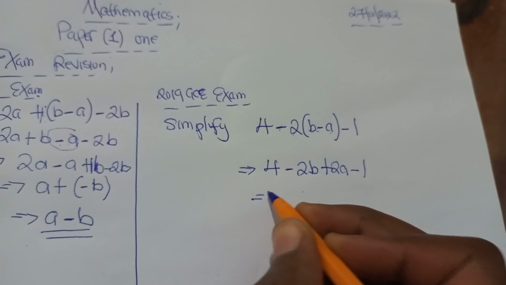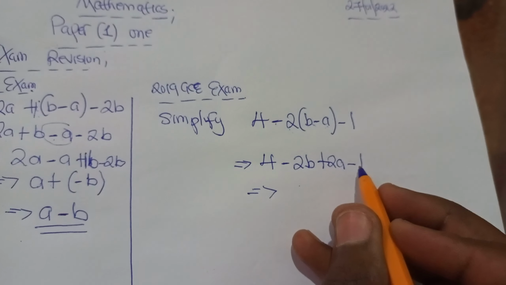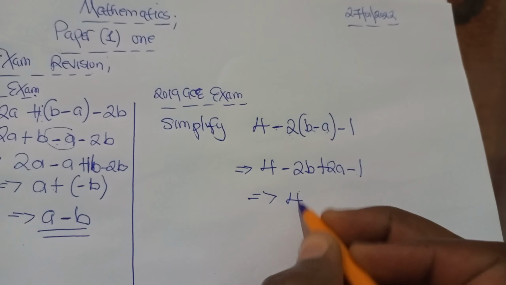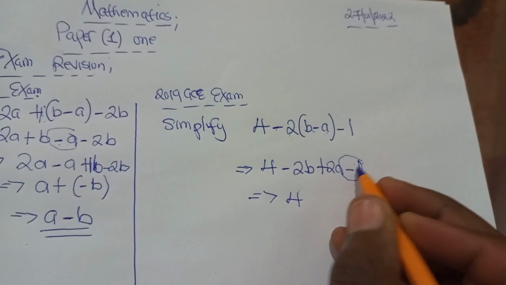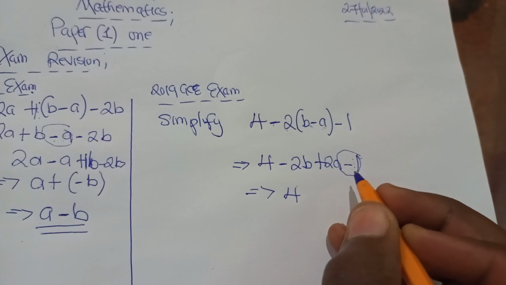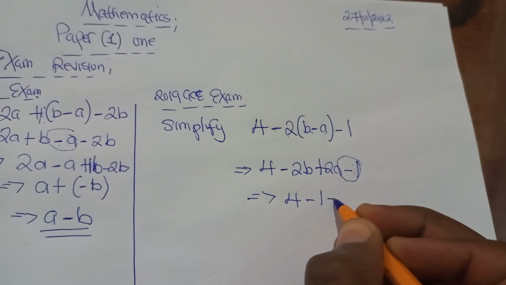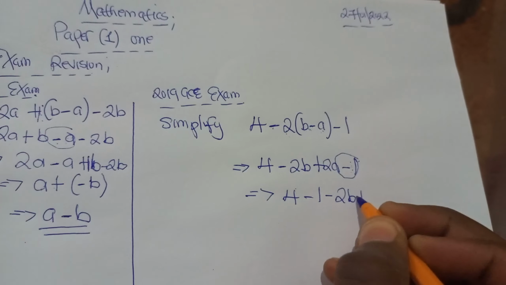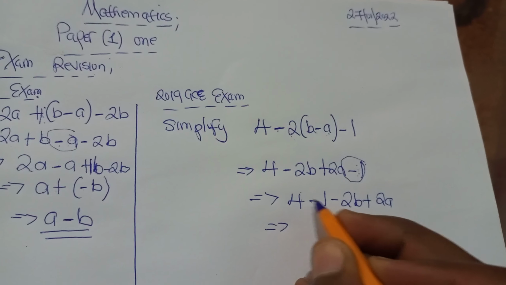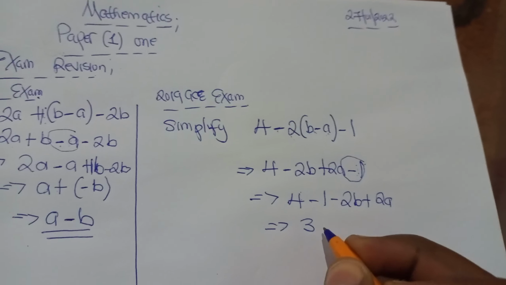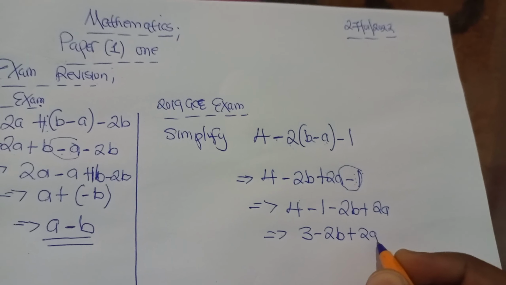Upon reaching this stage, we'll check for the like terms. 4 is a digit. The same applies to 1. So I'm going to say 4. But in this case, this one has a negative, so it's not going to change because it's not crossing any equal sign. So it will be minus 1 minus 2b plus 2a. Then 4 minus 1 is going to give a 3 minus 2b plus 2a.